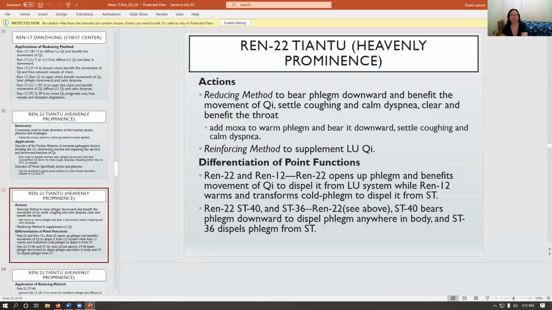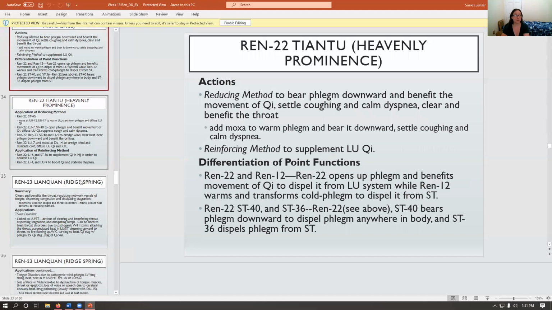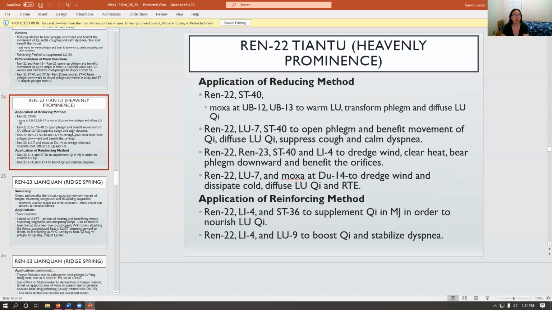I'm not going to go into any of this stuff because we've been talking about Ren 22 so often for so long, but let's look at some point combinations here. Again, I'm not even really going to highlight any of these because Ren 22 is going to be tacked on to other point combinations as a branch point. So if there is phlegm in the throat, if there is dyspnea, things like that, we are going to throw Ren 22 in the mix.